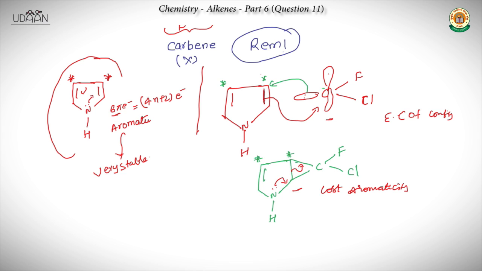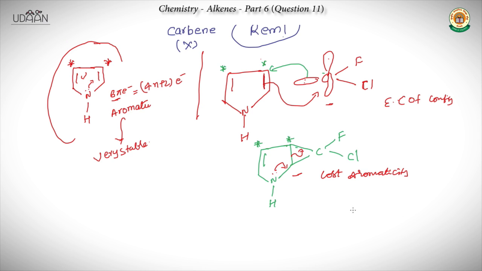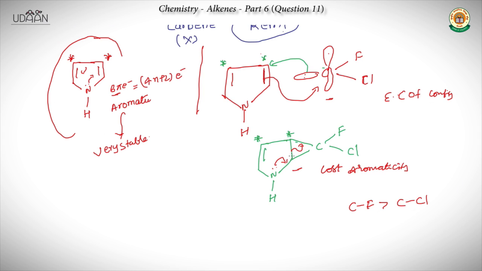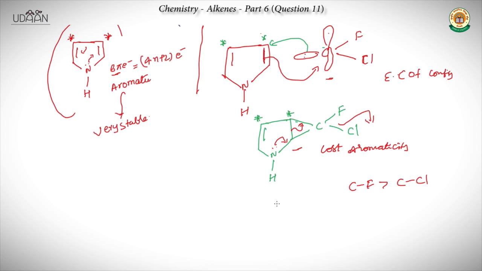And just now I've told you that CF bond is stronger than CCl bond because this has high bond dissociation energy. So when this bond goes in this direction, this leaves away, and what you will get is nitrogen and the benzene ring with a positive charge, and fluorine here, and the isotopes here. So this is your compound Y.